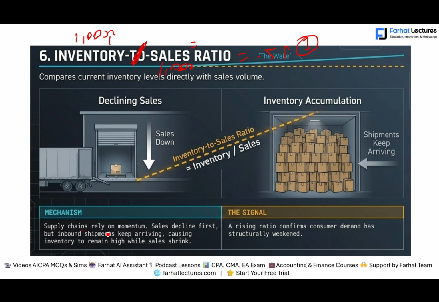So supply chain relies on momentum. Sales decline first, but inbound shipments keep arriving, causing inventory to remain high while sales shrink. When this goes up, I'm just telling you, companies are not selling. And at this point, companies will put things on sale. They give you discounts, try to turn over their inventory to get rid of it. So, inventory to sales ratio. When we say something to something, it means take that number divided by the other number. If the inventory keeps coming and you cannot sell it, that ratio will go up because inventory is in the numerator, it's going to increase that ratio relative to sales.